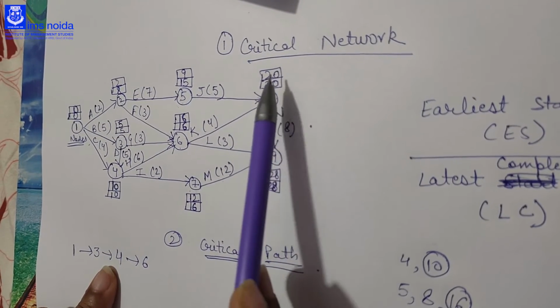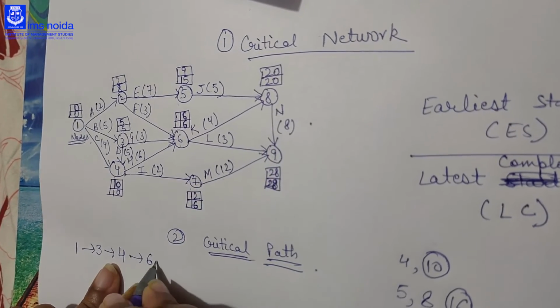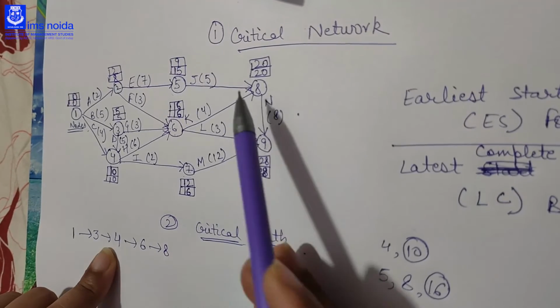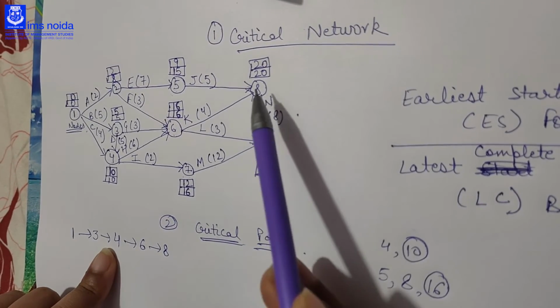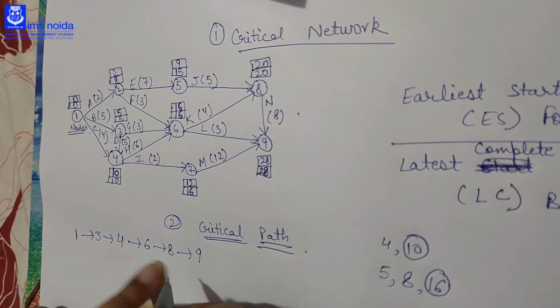Then we come to the 8. LC and ES of 8 are equal and 6 is joining with the 8, so we will go to the 8. Then 9, ES and LC are equal, and from 8 we can go to the 9, so we will go to the 9. This is your critical path.